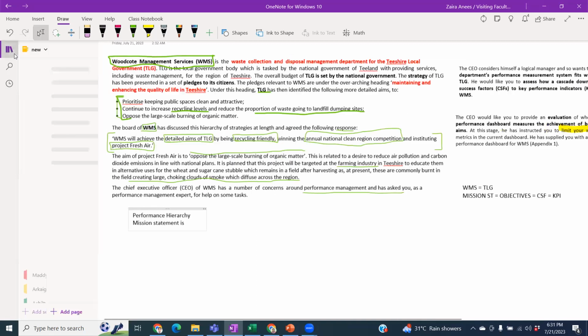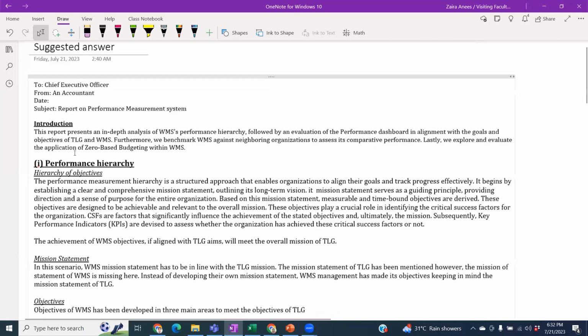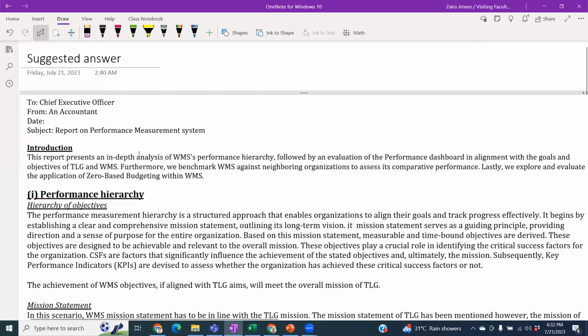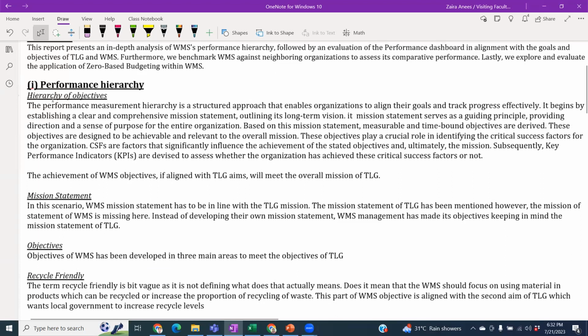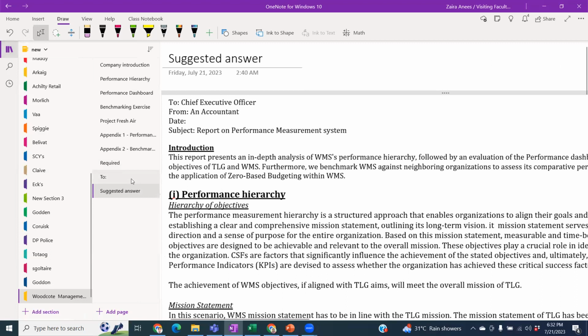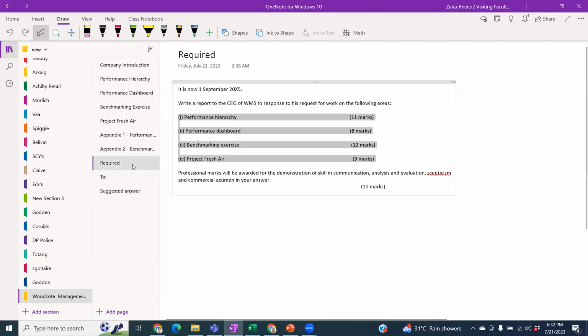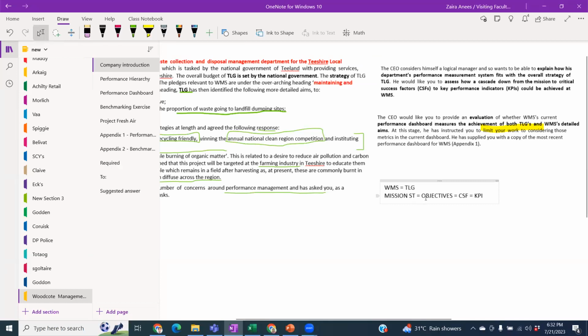Yes. Okay. See, this is basically how we can start: to, from, date, subject and introduction. I believe for the introduction, don't write it initially. Then we can start with the hierarchy of objectives. I just want to show you till here. Under hierarchy of objectives, I have tried to explain that the mission statement is connected with objectives, is connected with CSF, and is connected with KPI. So this is basically how the hierarchy can be defined, right?